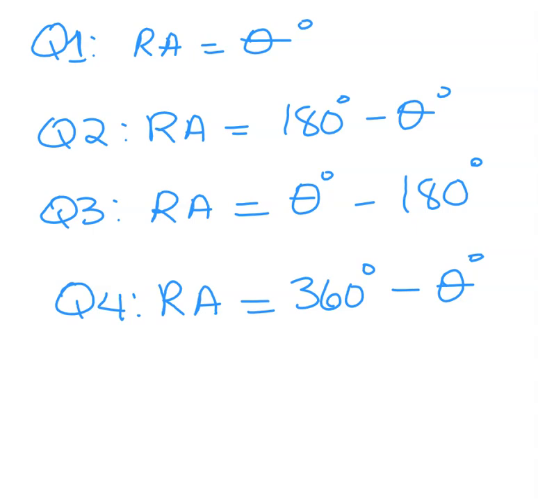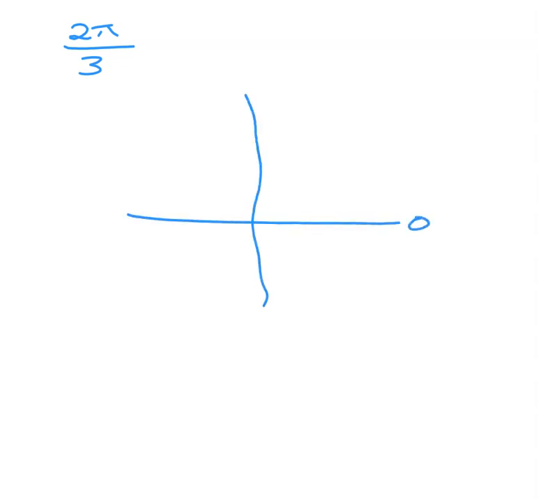Now you may wonder, what about radians? If the angles are given in radians, what do we do? We do very similar things. First thing, let's try an angle like 2 pi over 3, for example. So let's start with our axis again, but this time in radians. This is 0, this is pi over 2, this is pi, this is 3 pi over 2, and this is 2 pi.